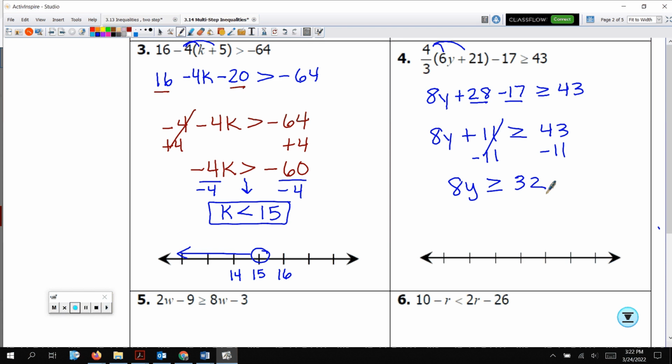Last step is division. We divide both sides by 8. It's not negative, so I don't need to flip the symbol. Y is greater than or equal to positive 4. There's my 4, there's 5, there's 3. It's a closed circle because it's equal to, and it's going to the right.